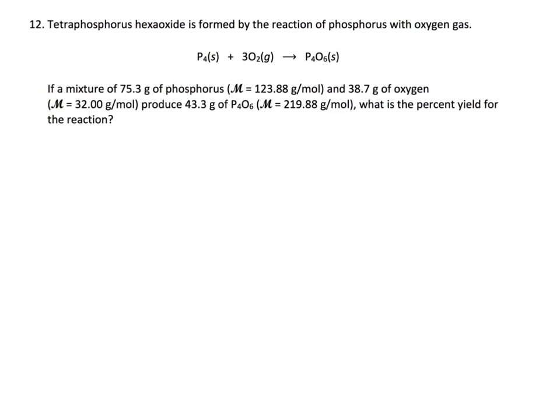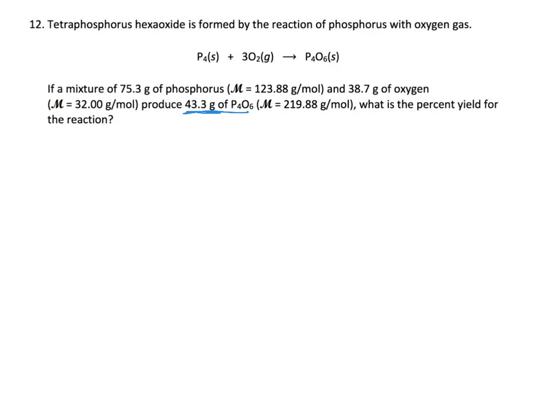Question 12 says, tetraphosphorus hexaoxide P4O6 is formed by the reaction of phosphorus with oxygen as shown. The mixture of 75.3 grams of phosphorus and 38.7 grams of oxygen produce a given amount. What's the percent yield for the reaction? So what we need to do is calculate the theoretical yield and compare that with our actual yield, which is given in the question, and the ratio of the two will be the percent yield.